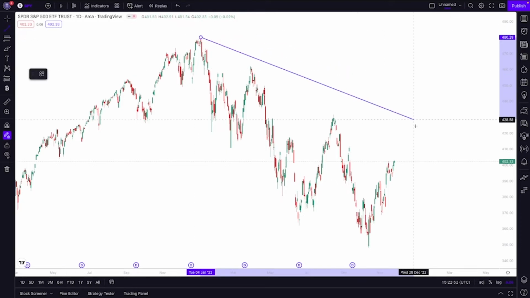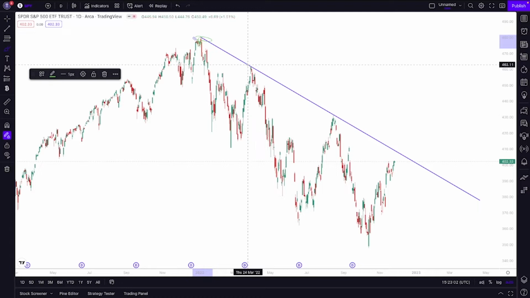How do I know this? Let's just look here, guys. We got a rejection point just over here, another rejection here, and another rejection here. That is three rejections. Again, this indicates a downtrend. And now we are approaching the trend line again. So on an overall basis, we are in a downtrend.